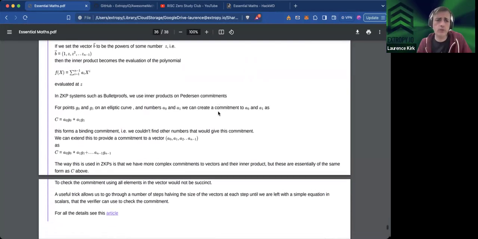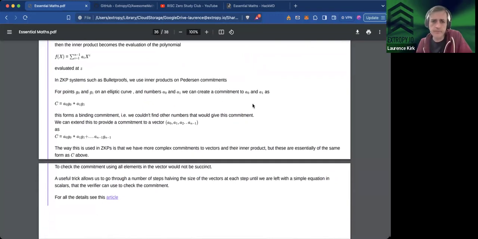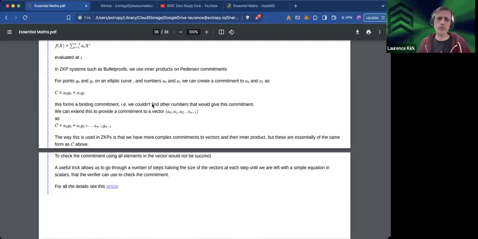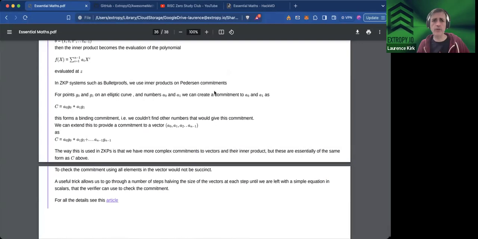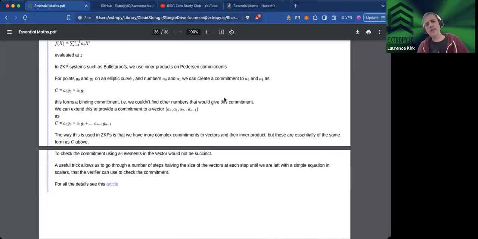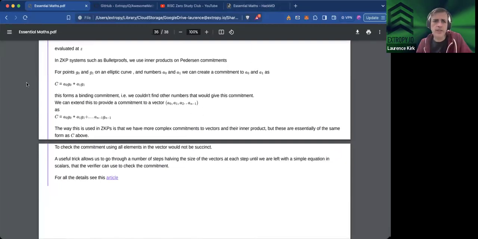This is used in certain ZK systems, such as Bulletproofs, because we want to create a commitment to a particular polynomial, and this is done via elliptic curves. If we have some points on the elliptic curve, G0 and G1, we can create a commitment by adding these values, as you can see there, to give us our commitment C. What this means is that we couldn't have other numbers that would give us this commitment. So this is the equivalent of a collision-free hash function.